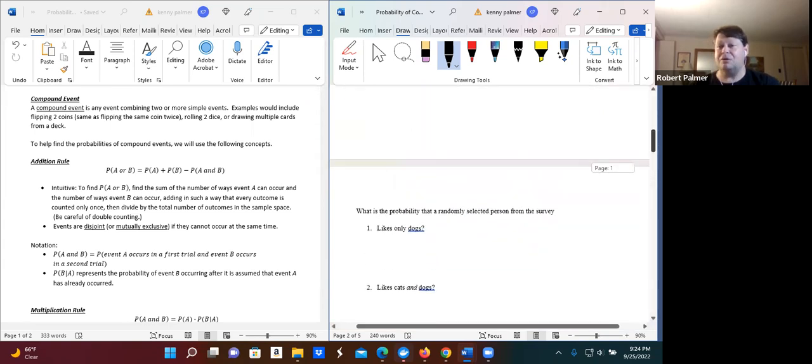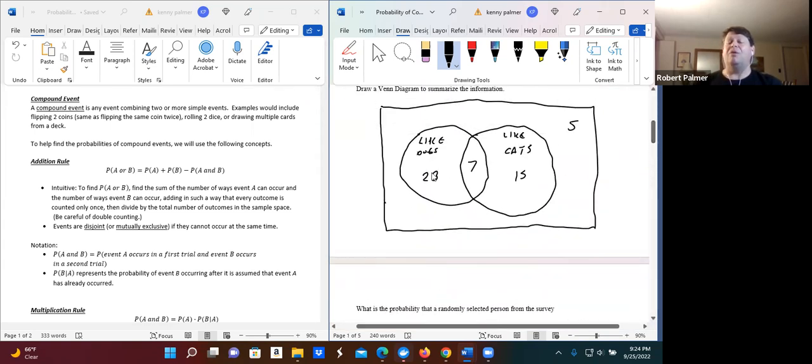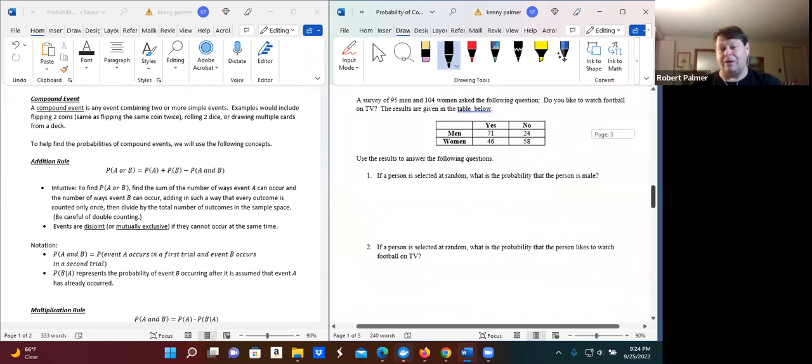Look at the ones who like dogs. We have 23 who like only dogs, but 7 who like both dogs and cats. So the ones who like dogs are the 23 here, plus the 7 here. That makes 30. So 30 out of the 50 like dogs.